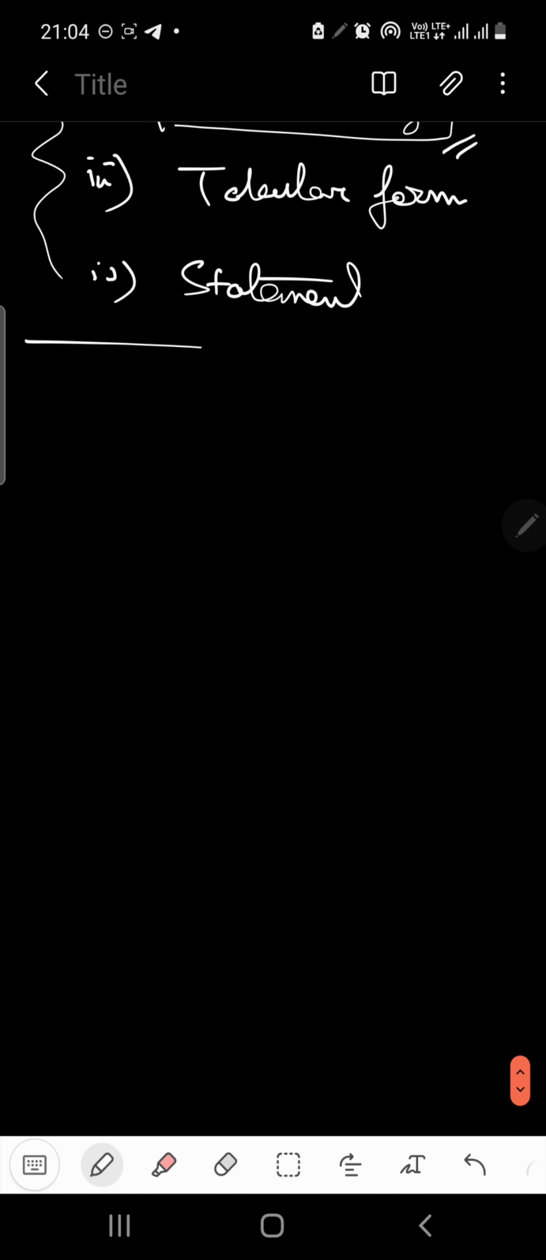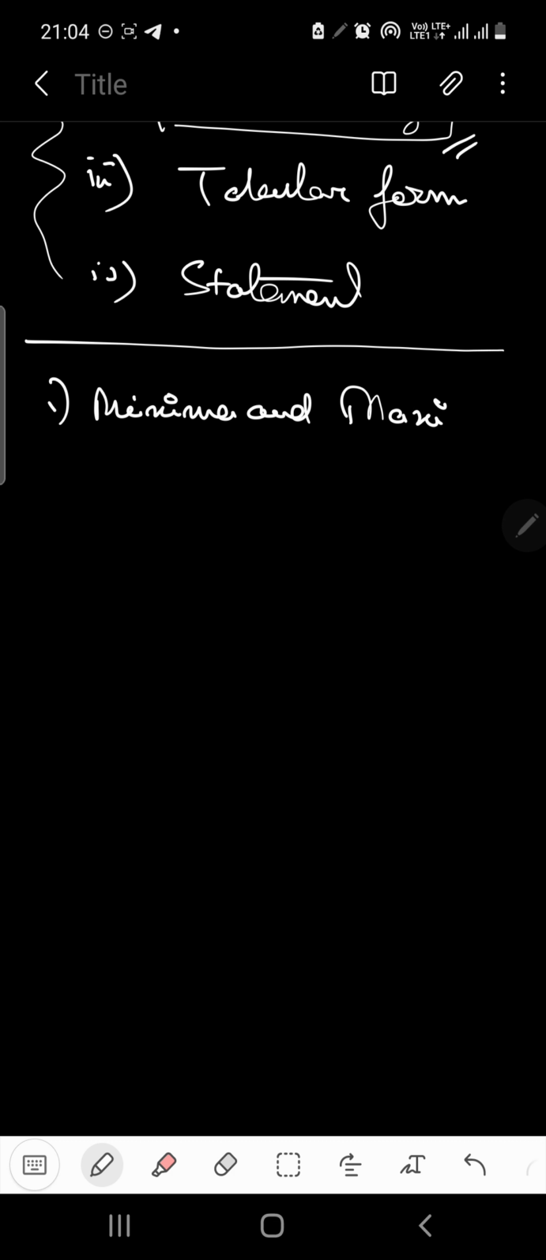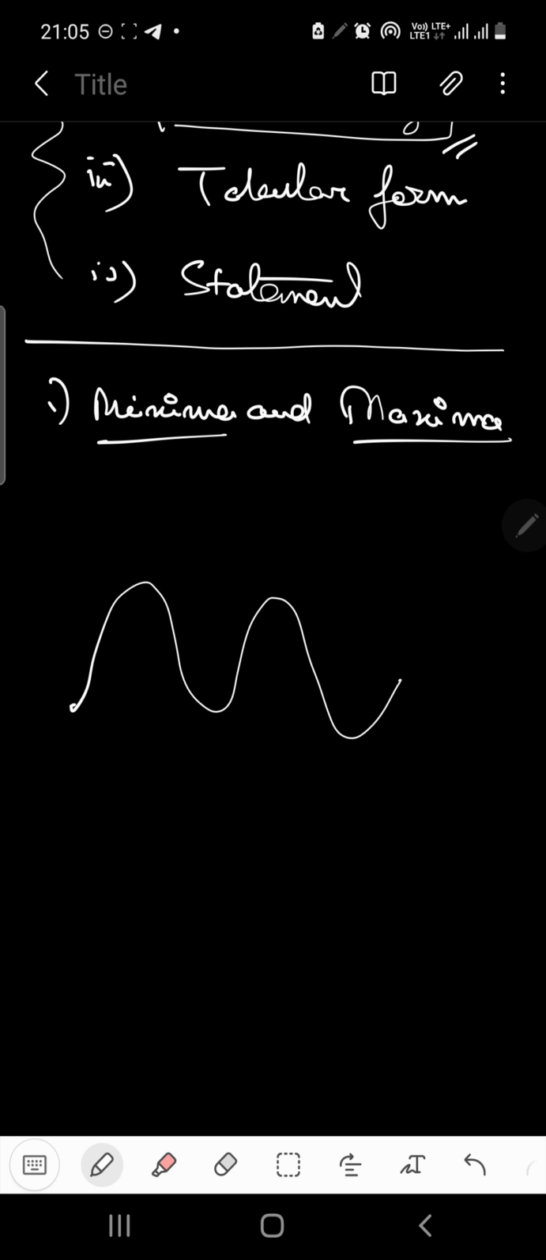So first let us understand a few topics of calculus, or to be more exact, differential calculus. The first one being minima and maxima. So what is a minima and a maxima? Suppose this is your y axis, this is your x axis. This is a function you have.